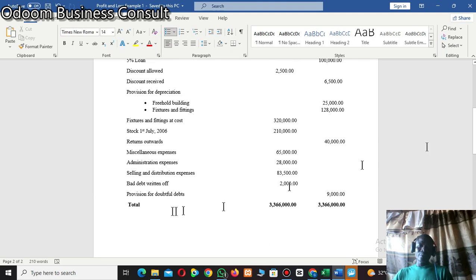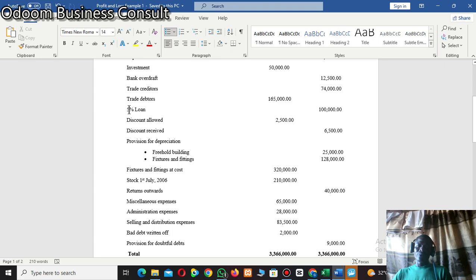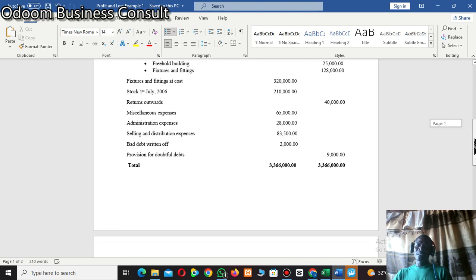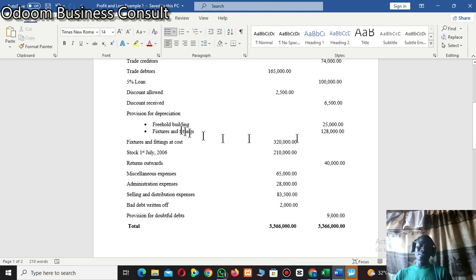If the business went for a loan, let's see. Yeah, so we went for a 5% loan, which is 100,000 Ghana cedis. Per the question, or what you see on the trial balance, it means every year we have to pay 5% on that amount as an interest. If you go for a loan, you have to pay interest on that.